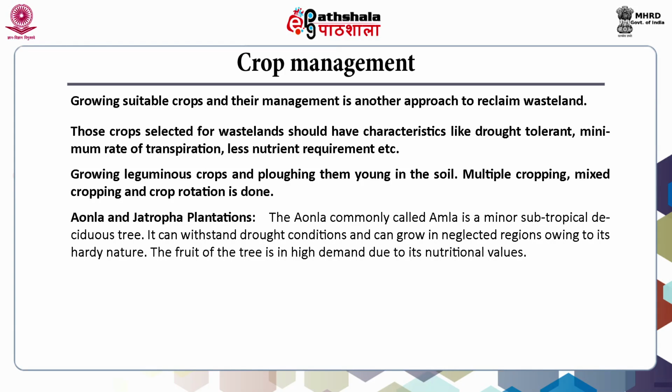Then another method is Emblica and Jatropha plantations. The Emblica, commonly called Amla, is a minor subtropical deciduous tree. It can withstand drought conditions and can grow in neglected regions due to its hardy nature. The fruit of the tree is in high demand due to its nutritional values.